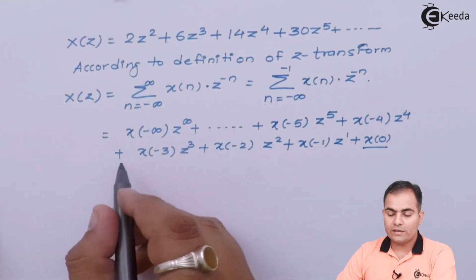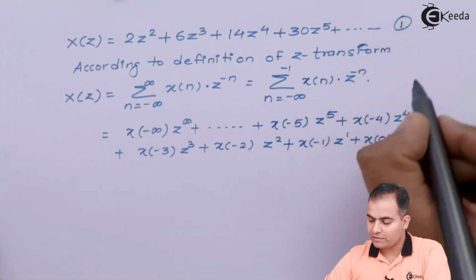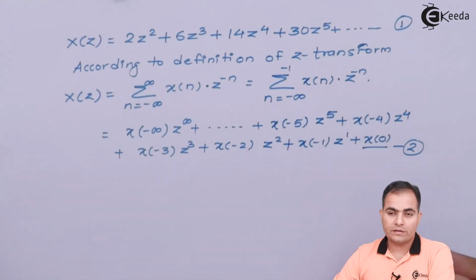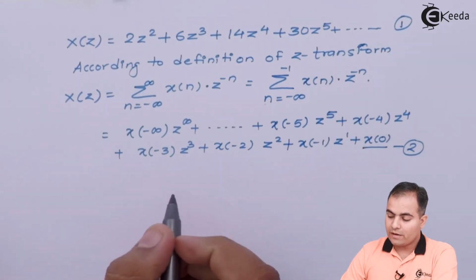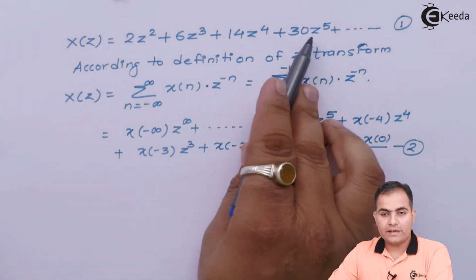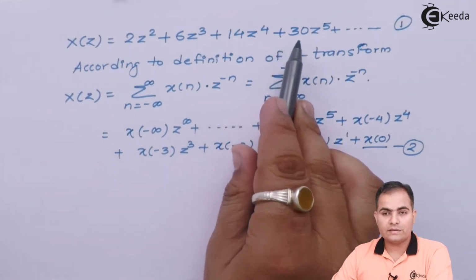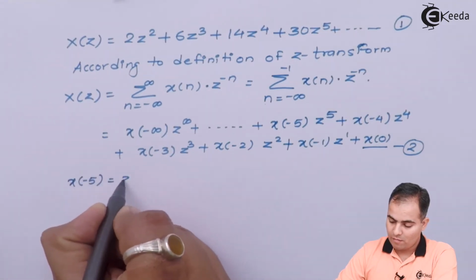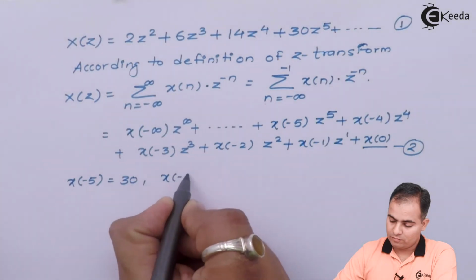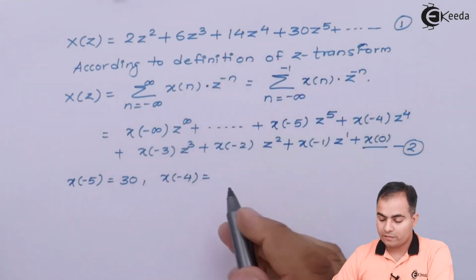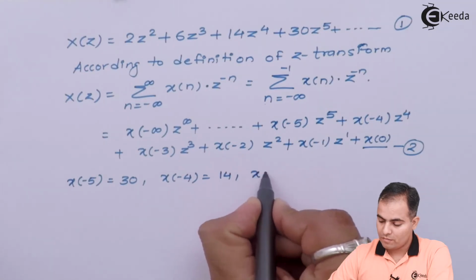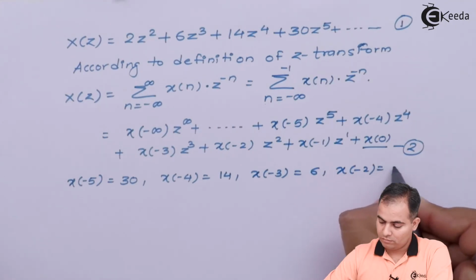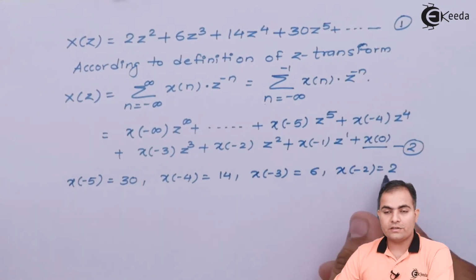Just simply now compare the coefficients of z from equation 1 with equation 2. What will I get? Z to the power 5, here also we have z to the power 5, means x of minus 5 value is 30. Similarly, x of minus 4 value is 14. X of minus 3 is 6 and x of minus 2 is 2.